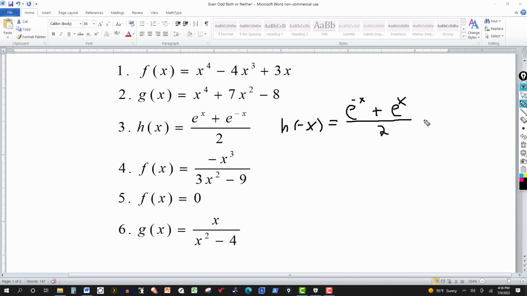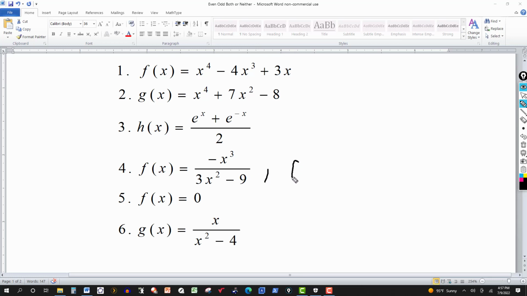So this one is even. We did get the same thing back. This is the original h of x. So that one's even. Okay, the next one's a rational function.